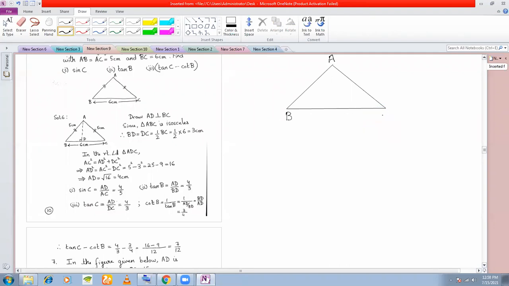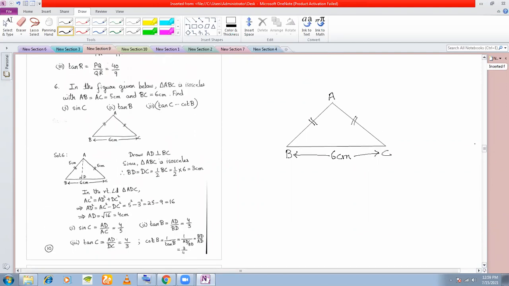So what does it mean? You are correct. That means hypotenuse must be the greatest side, right? Yes, sir. Hypotenuse must be the greatest side of all the three sides. So that is why the hypotenuse cannot be equal to the perpendicular, neither can it be equal to the base. Only perpendicular and base can be equal. So in the figure given below, ABC is an isosceles triangle with AB equal to AC equal to 5 centimeters. So this is given to be 5 centimeters, and this is also 5 centimeters. AB is equal to AC, and BC is 6 centimeters.